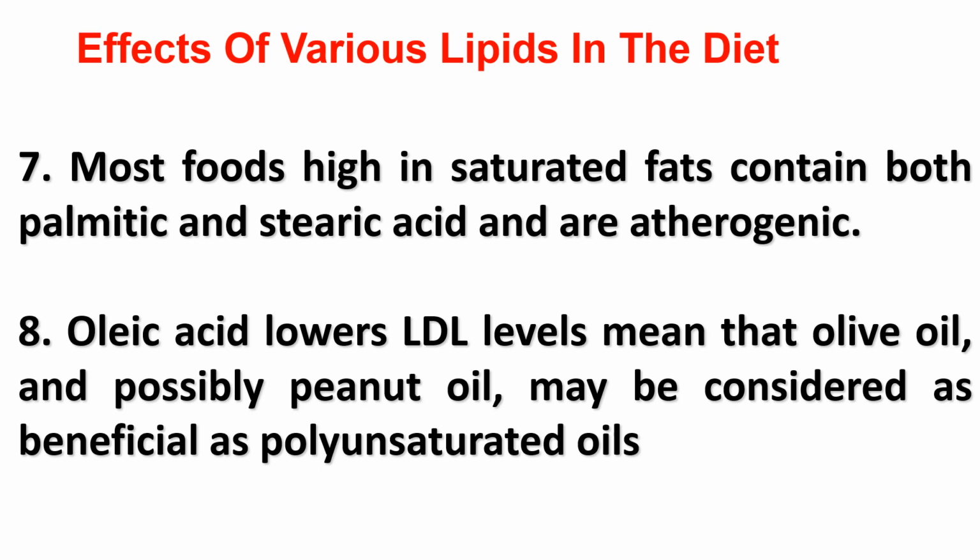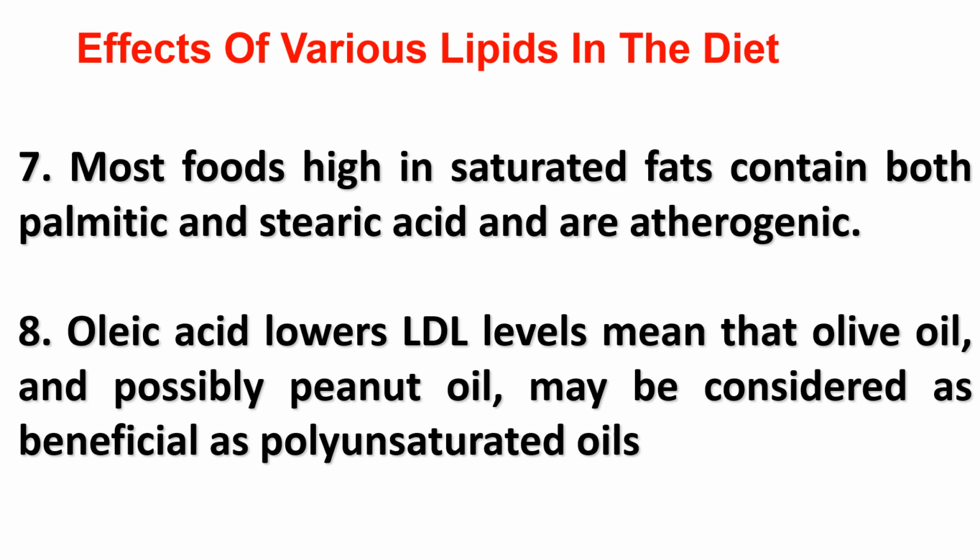Now, we'll discuss this lipid profile in the next class. But the conclusion is that most foods which are high in saturated fatty acids, when they contain palmitic acid or stearic acid, are atherogenic. Atherogenic means that they may cause narrowing of the blood vessel. They may be responsible for the formation of atherosclerotic plaque. And when the blood vessels are narrowed, the blood passage will be disturbed. Less blood will flow through, and it may lead to ischemia or heart attacks.